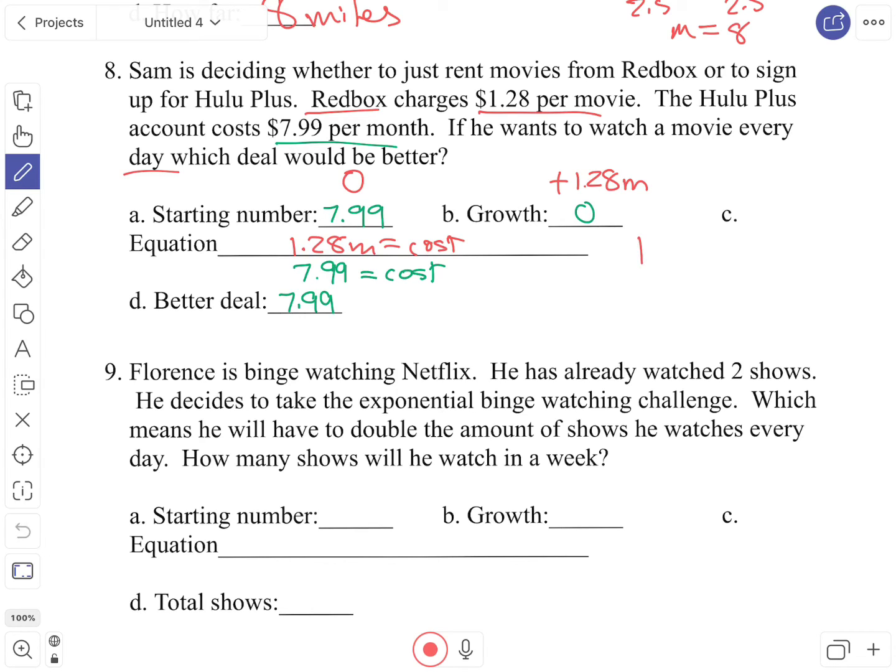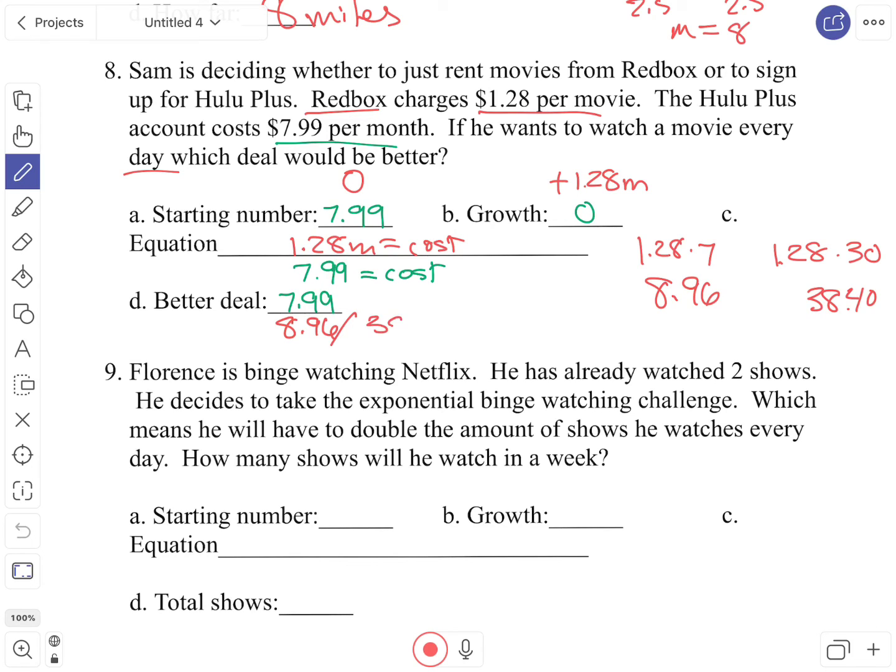So let's say we did a week. So I'd do 1.28 times 7, okay? If I did a week, that would be $8.96, okay? So if I did a whole month, since Hulu charges per month, that would be 30 days. Let's just average 30 days. So I'd go 30 times 1.28, and that would be $38.40, okay?